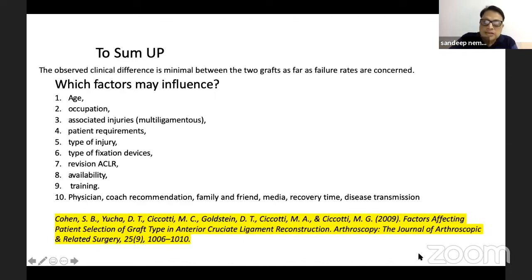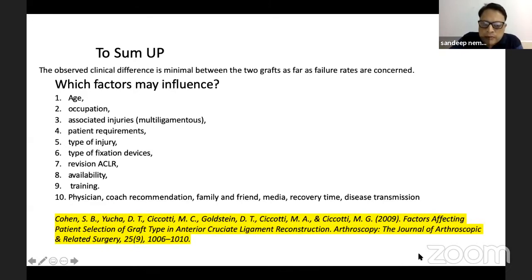Second is occupation. Obviously, the bone patellar tendon bone graft will be a graft of choice for young athletes who want to return to sports, because of the faster incorporation. Then associated injuries. If there is a posterolateral corner injury, definitely one would tend to use a semitendinosus graft, and may elect to reconstruct the ACL with the bone patellar tendon bone graft. So it depends upon what associated soft tissue injuries one has sustained.